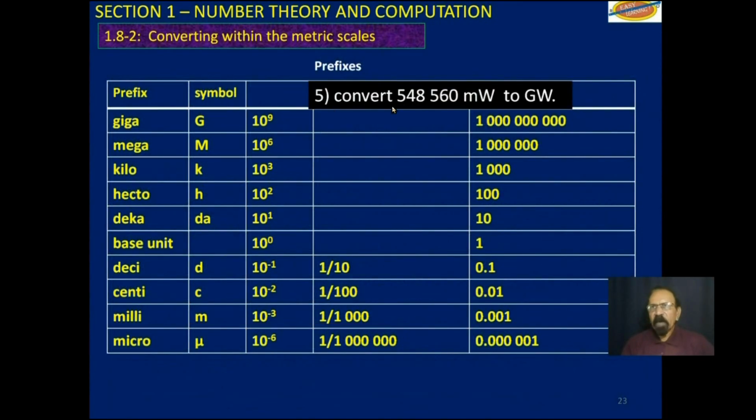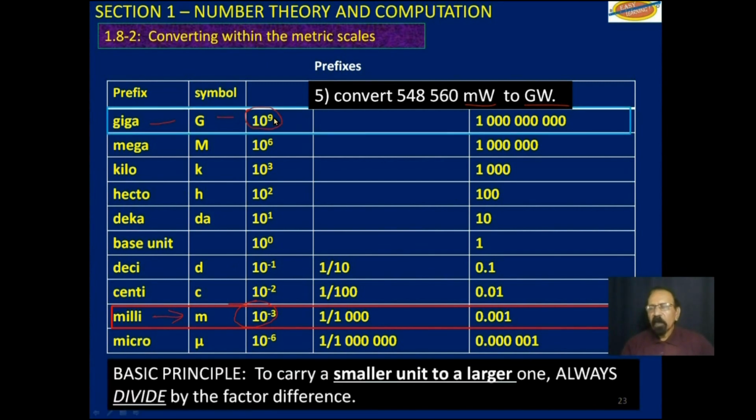Example 5, convert 548,560 milliwatt to gigawatts. All right, let's see where we are. We are here, milliwatts. We want to convert that to gigawatts, that is here. Well, we need to find our factor difference. And since we are going from a smaller unit to a larger unit, we will divide. And our answer must be smaller than the number we have here. Must be smaller.